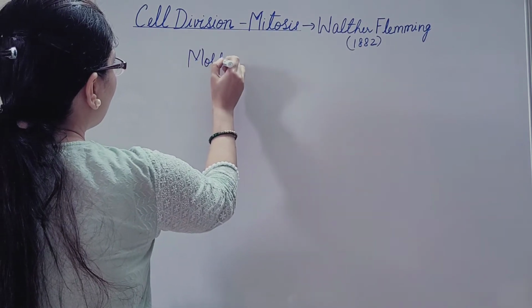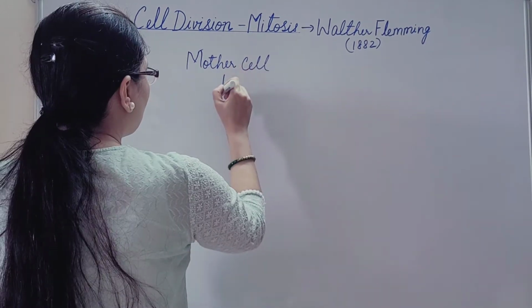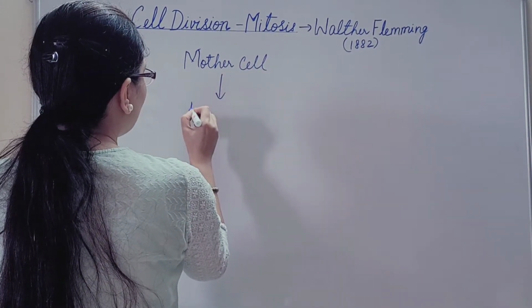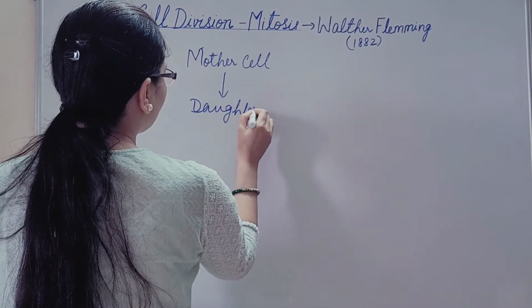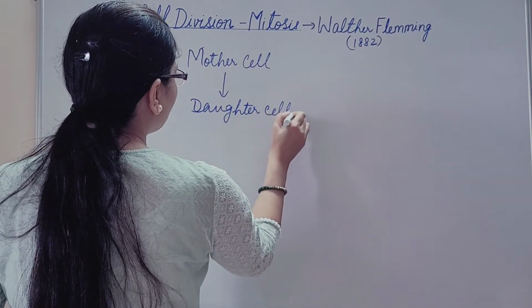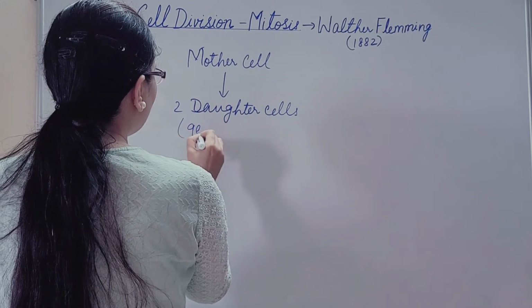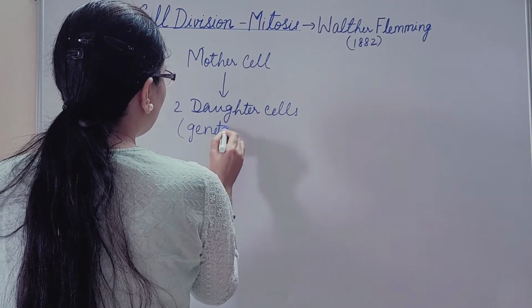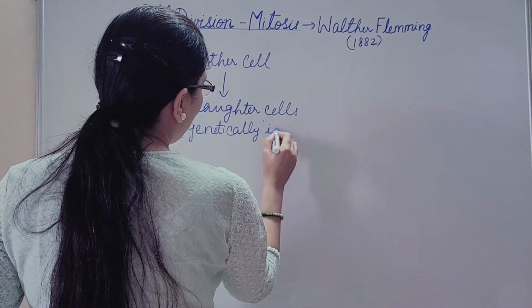Here the mother cell is divided into two daughter cells and these two daughter cells are genetically identical.